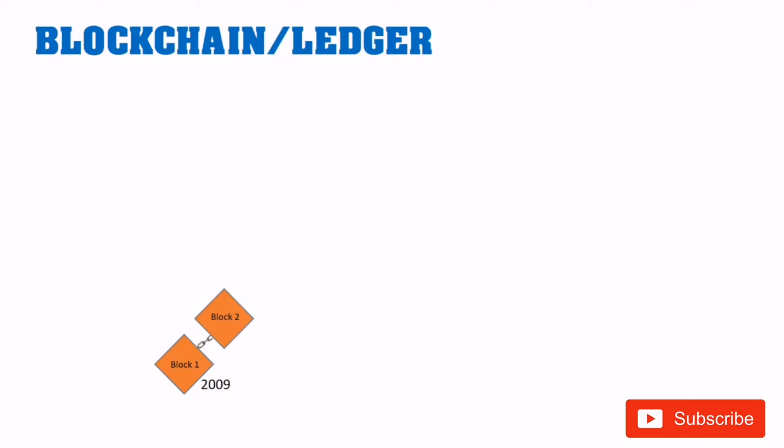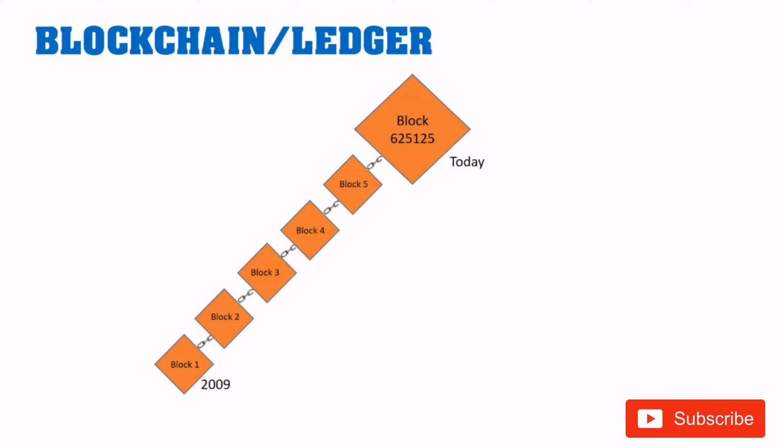So computers compete, and after every 10 minutes, a new block is created. Remember that a new block is a bundle of transactions that people are making around the world, and these blocks show that these transactions have been verified by the system. So today we have 625,125 blocks. Can you imagine? It started at block one, and here we are. So many blocks that keep adding every 10 minutes with new transactions.